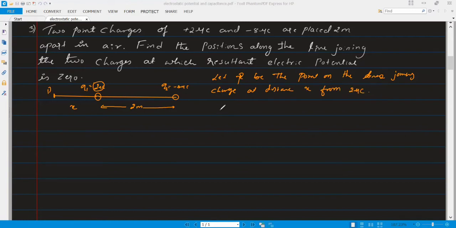ಹೀಗೆ ಹೇಳೋಣ. ಹಾಗಾದ್ರೆ ಇಲ್ಲಿ ಏನಾಗಬೇಕು, ಈಗ V1 plus V2 is equal to 0 ಆಗಬೇಕು. So this can be done as V1 ಅಂದ್ರೆ 1 divided by 4 pi epsilon naught. ಸೇಮ್ ಆಗಲೇ ಬರೆದಂತೆ ಬರೆಯಬೇಕು. 1 divided by 4 pi epsilon naught ಅಂತ, ಈ ಕಡೆ inside the bracket can I write this as directly q divided by x.